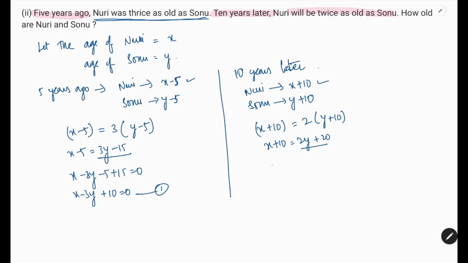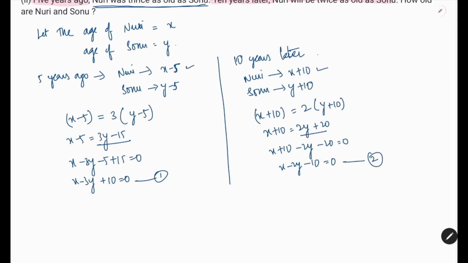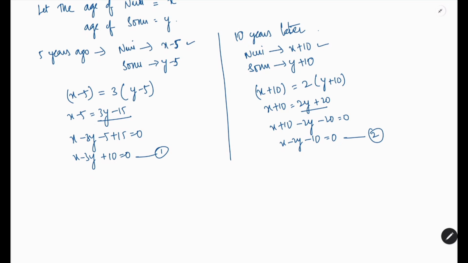Bring these two terms to the left side. x plus 10 minus 2y minus 20 equal to 0. x minus 2y plus 10 minus 20 is minus 10, equal to 0. Second equation. We will solve these two equations with the help of the elimination method. Here the coefficient of x is 1 in both the equations, so we will just subtract them.